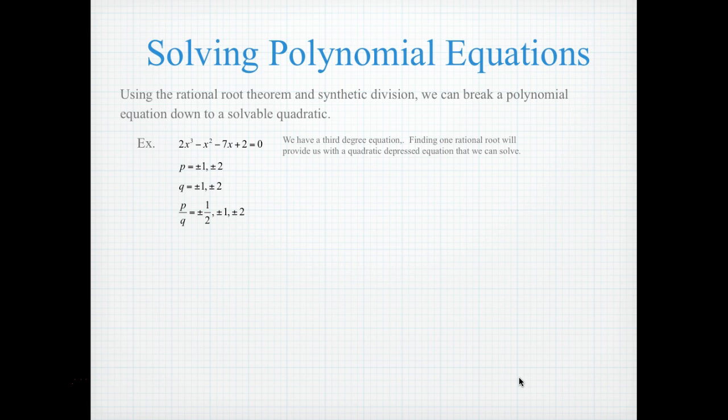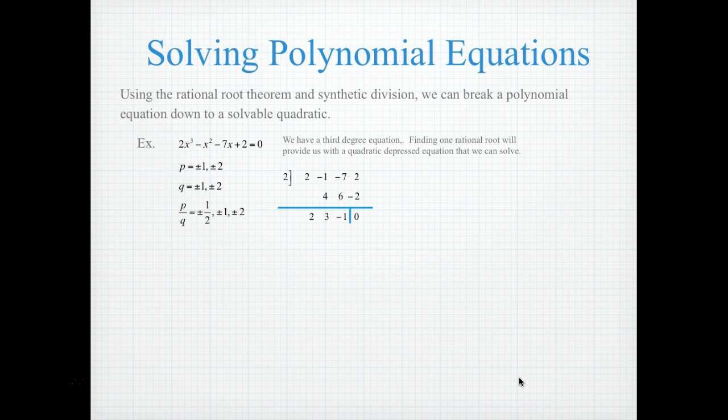Now if we can break our equation down into a quadratic, we have methods of solving quadratics. So that's my goal. I need to find one rational root that will allow me to write a depressed equation that's quadratic that I can solve. So using the 6 possible rational roots, you stumble across 2. So we know that 2 is a solution to the equation.